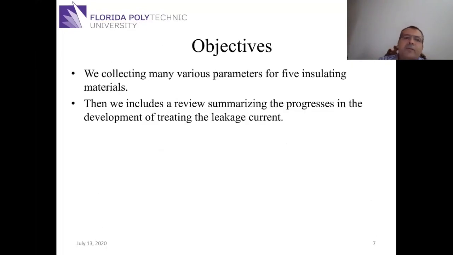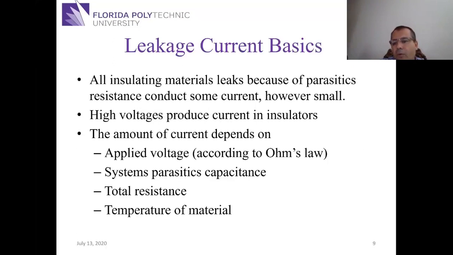So the objective of this work, or this presentation, is collecting many various parameters for five insulating materials. Then we include a review summarizing the progress and development in treating the leakage current. What is the best way you can select? What is the best material you can select to use as an insulating material? And what is the characterization of this material? What do you need for this material, which makes sense for all people who will work on this?